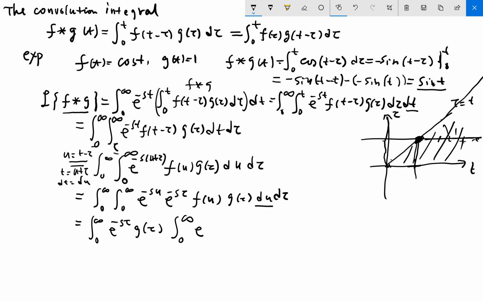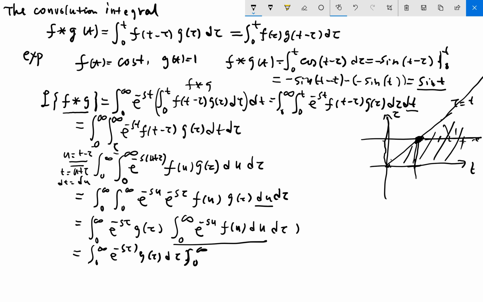Then you got e to the negative su, f(u) du. Okay, then d tau. This thing is independent of tau, so you can put that out. So you end up with 0 to infinity, e to the negative s tau, g(tau) d tau, then 0 to infinity, e to the negative su, f(u) du.